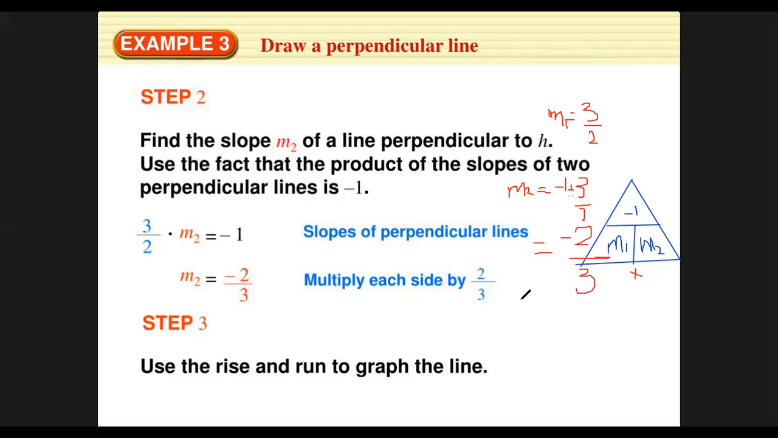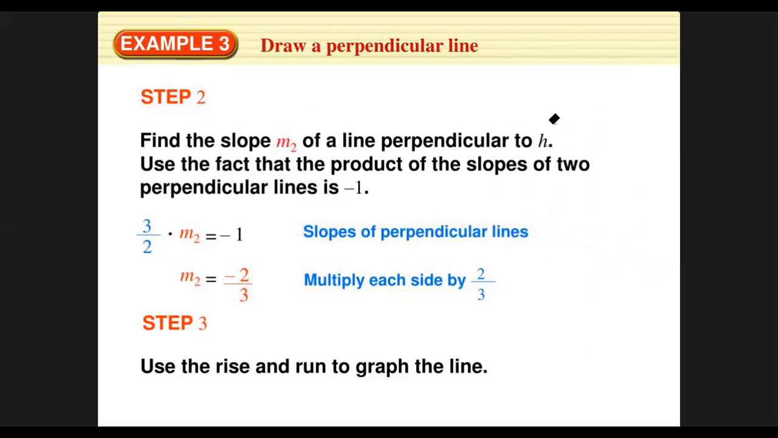Now we want to draw. How are we going to draw? We already have a point it passes through, and we prepared the slope. What the slope means here in this question is that you are going to move 2 units down and then 3 units to the right. So we have the starting point and we have the slope, and we are going to represent it graphically. We will check now how we are going to represent a line perpendicular to another line.